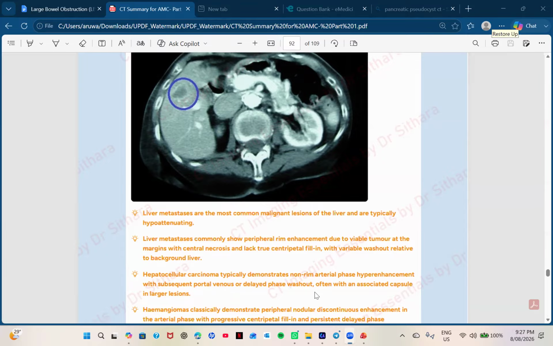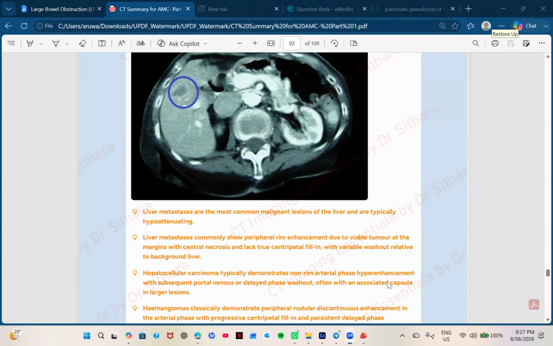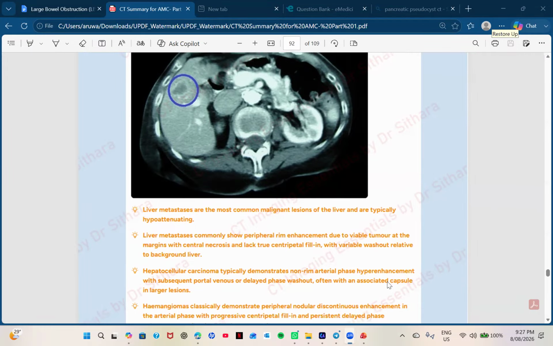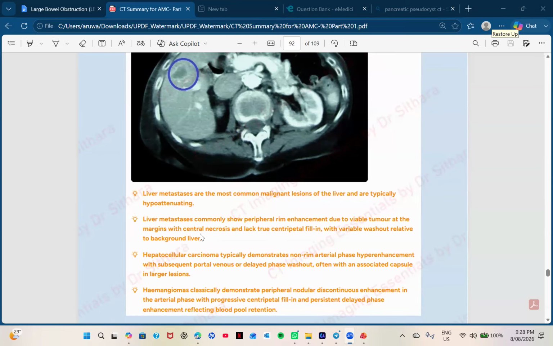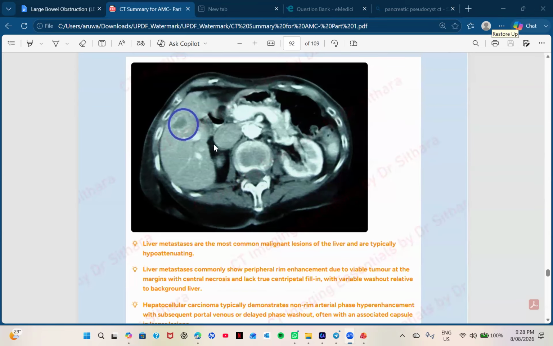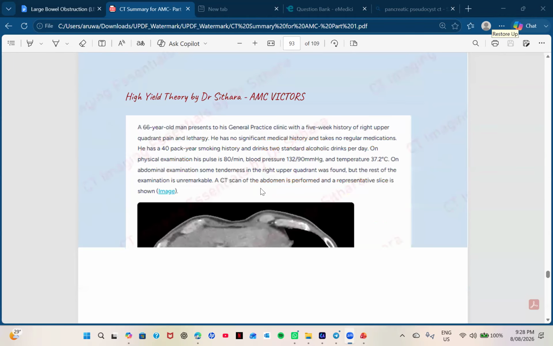Hepatocellular carcinoma typically demonstrates non-rim arterial phase hyperenhancement with subsequent portal venous or delayed phase washout, and with an associated capsule in large lesions. Hemangioma classically, so this is given like for all the cases, okay? The hemangioma classically demonstrates peripheral nodular discontinuous enhancement in arterial phase with progressive central fill-in and persistence in the delayed phase. That is for the other options, okay? But here it's like a liver metastasis. I will show better options here.